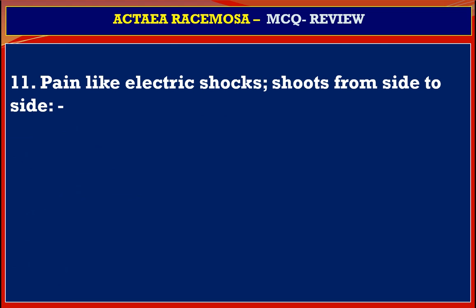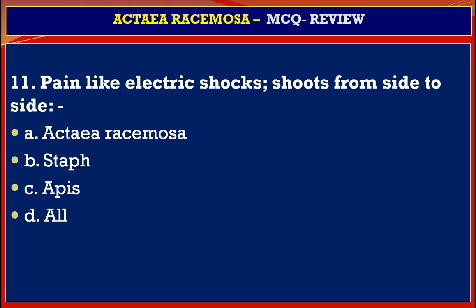11th MCQ is pain like electrical shocks shoots from side to side, and we have first variable Actaea racemosa, B is Staphysagria, C is Apis, and D is all of above. We have the answer A. Actaea racemosa.